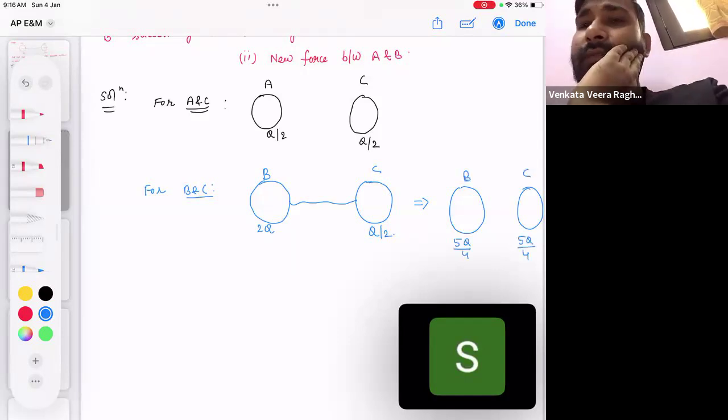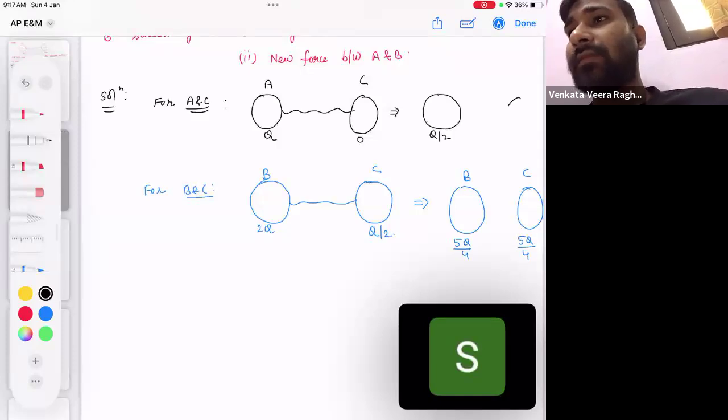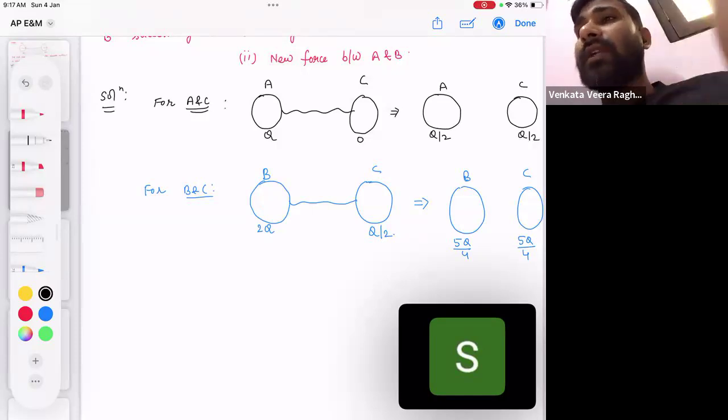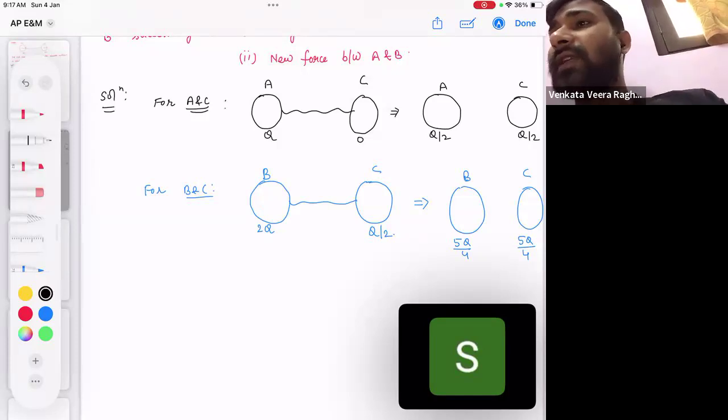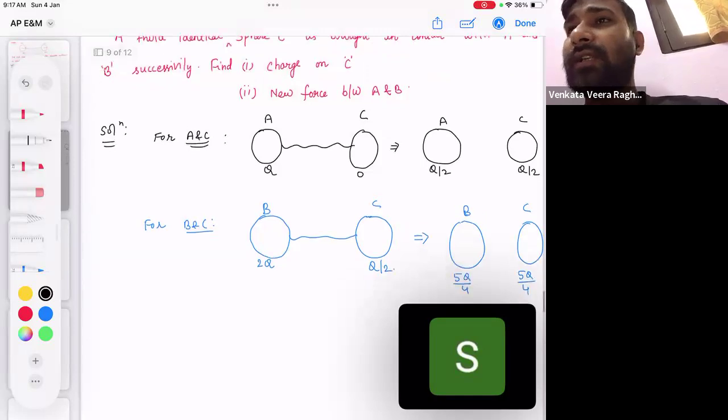Understood? So understand the process here, what happened. If you want, you can do it like this also. Initially, A has Q charge, C has zero charge. When they are brought in contact, what happened? A becomes Q by 2 charge, C becomes Q by 2 charge. Understood? So this is the final charge distribution. So finally C has what charge? The final charge on C is 5Q by 4.